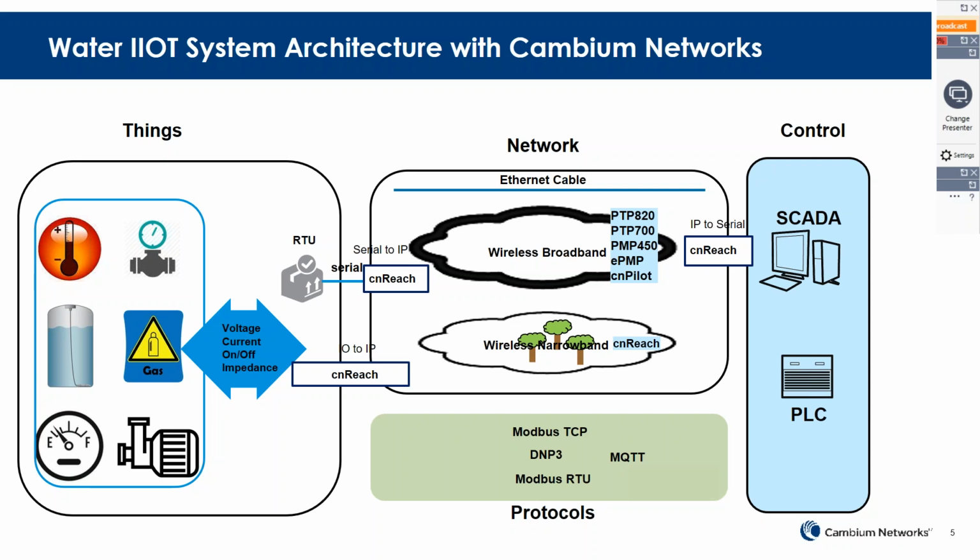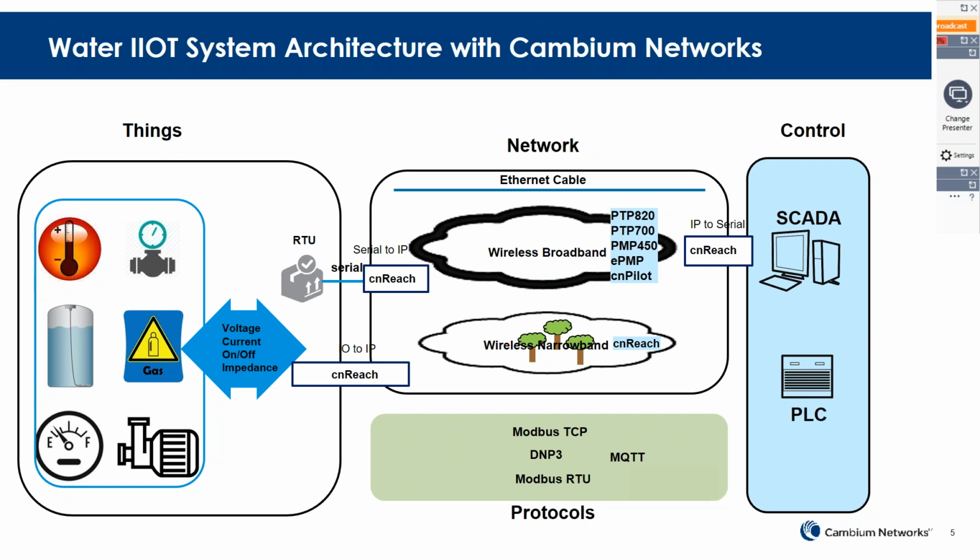If you have some traditional SCADA system, you will connect your things to the RTU. You can use a Cambium cnReach to convert your serial data into IP, and then this data can now be carried over our wireless broadband network. And then when it reaches the other end, you use a cnReach, which supports IP to serial, to convert it back for the SCADA, if the SCADA happens to run over a serial interface.